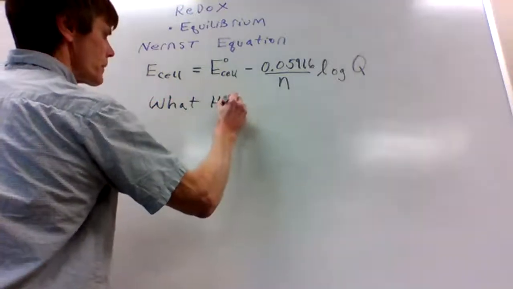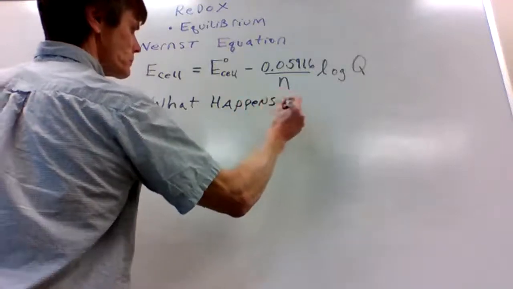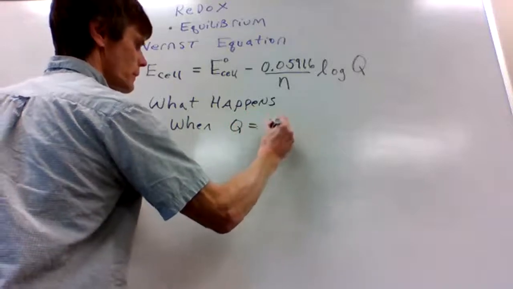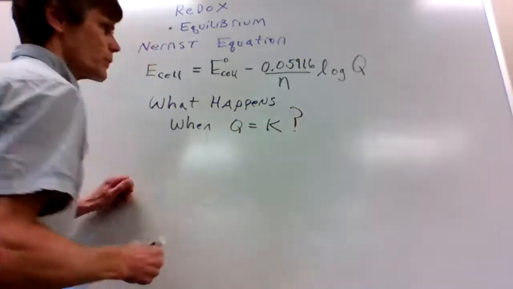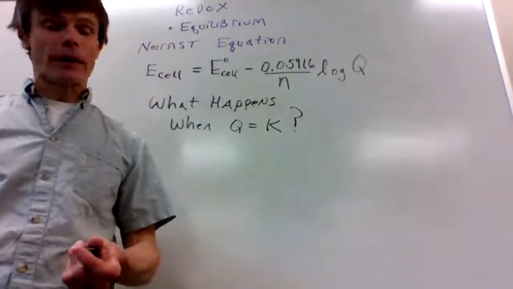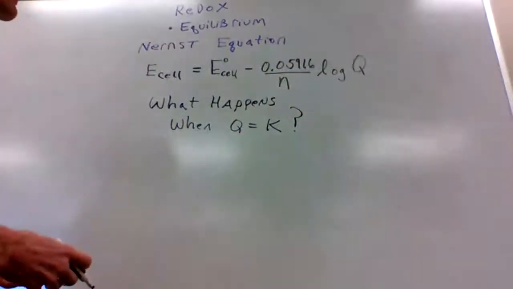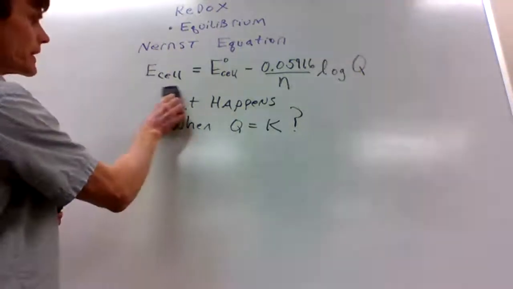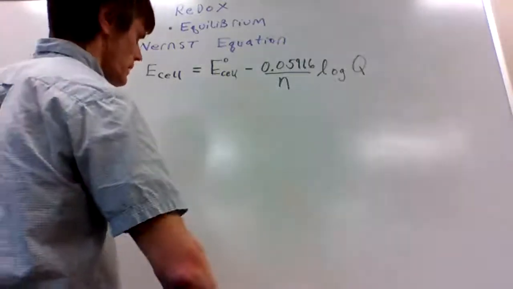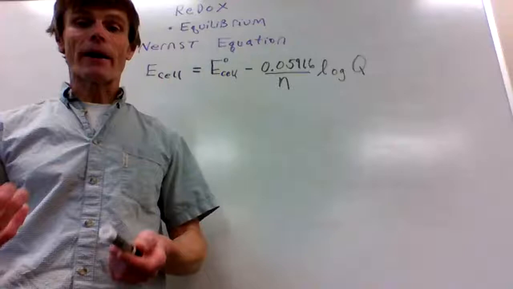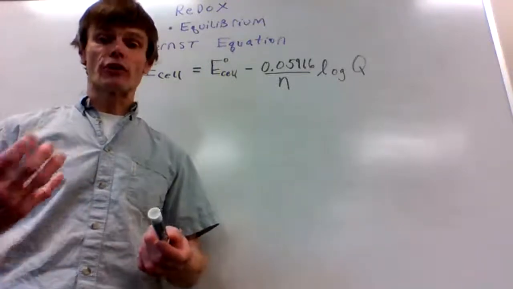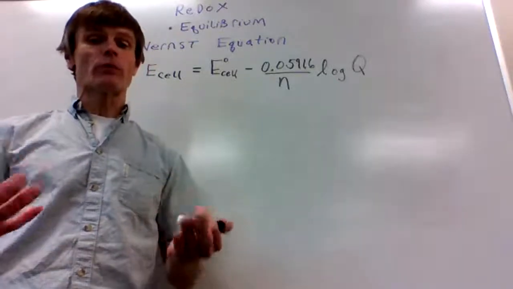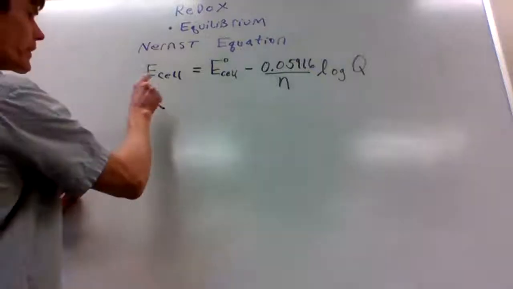The question is, what happens when Q is equal to K? We said that Q represents non-equilibrium conditions, but what happens once we reach equilibrium? Let's think about the E of a cell or a reaction, a battery, for instance. When a battery discharges, it's no longer useful, and that's because all of the chemicals that make up the battery eventually reach equilibrium.